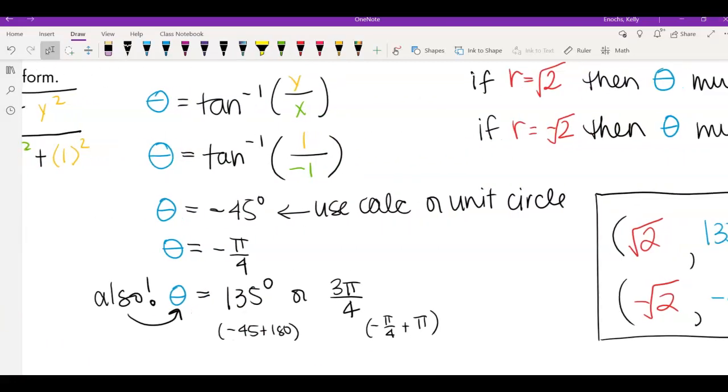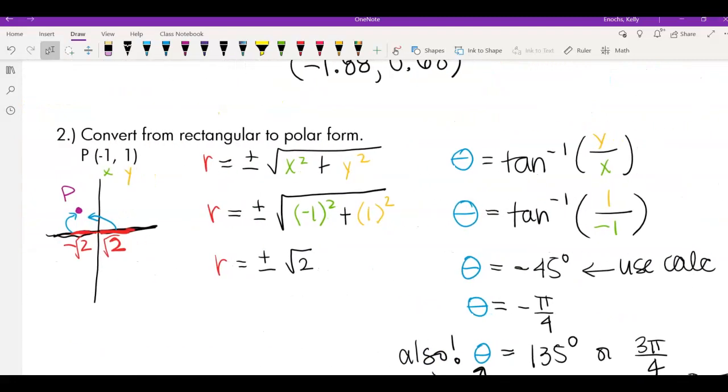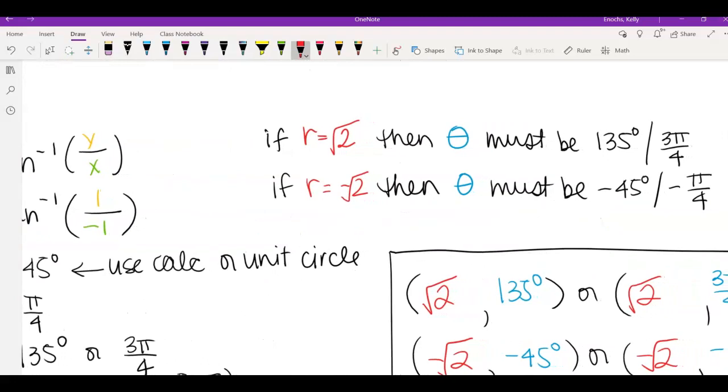Okay, so let's think about this. If I go back over here to my picture, if I went to the right, radical 2, then I'm clearly going to have to rotate more than 90 degrees to get to that point P. So if I start with my r value of radical 2, then my theta has to be greater than 90 degrees. So that has to be the 135 degree measure or the 3 pi over 4, depending on which way you want to write it.